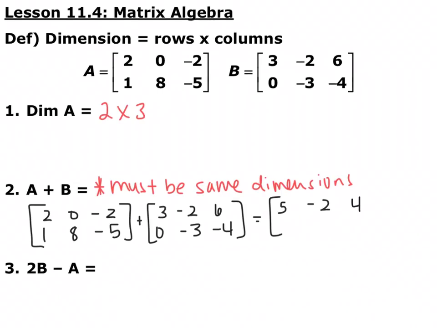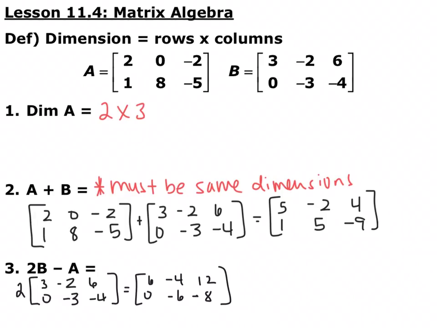Go ahead and pause the video and fill out the bottom row. You should end up with 5, negative 2, 4, 1, 5, negative 9. So when you add or subtract, you just add or subtract each entry individually. You can also multiply a matrix by a constant. For instance, we have here 2B. When you multiply a matrix by a constant, you just multiply every entry by that constant.